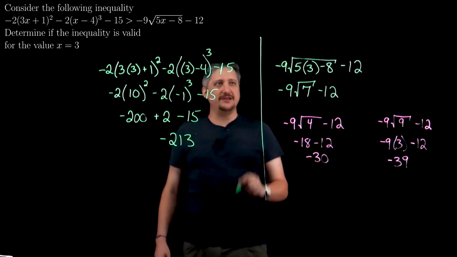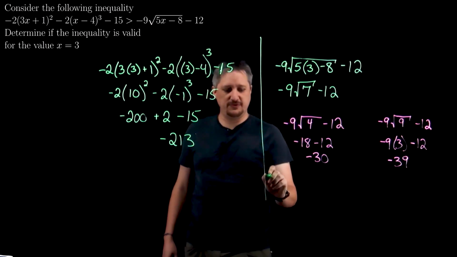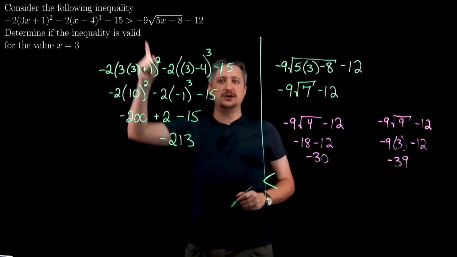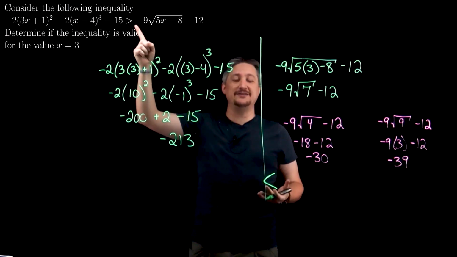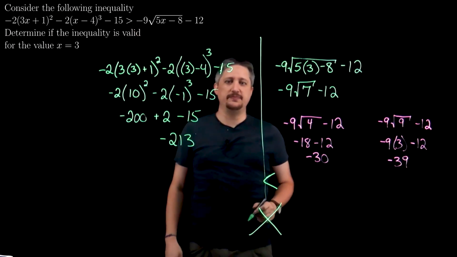So what that tells me is that this inequality at 3 actually goes sort of that direction, right? And if I look at what I actually wanted, I was trying to verify that it went the other direction. So this is not true.